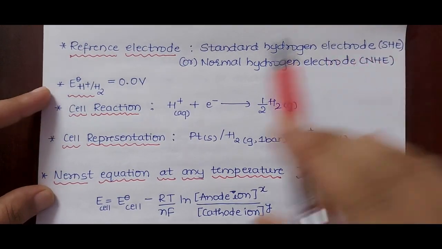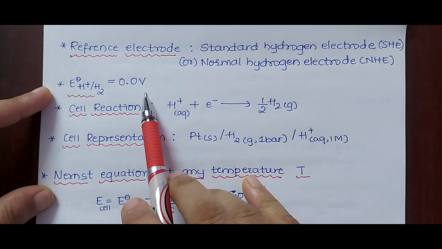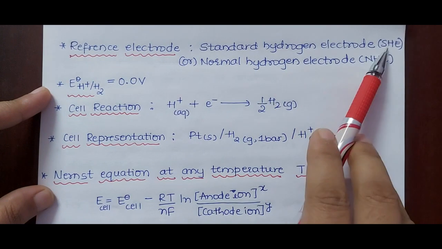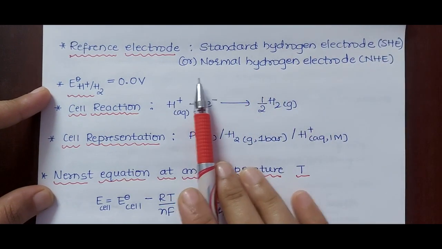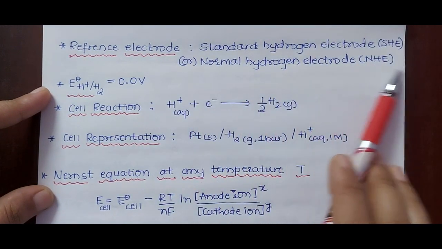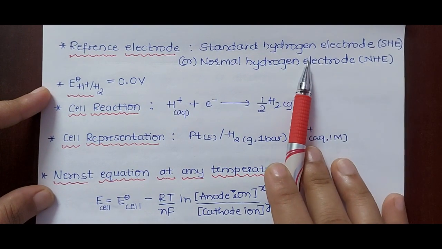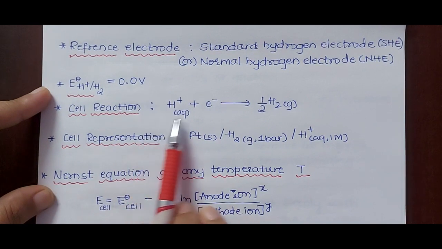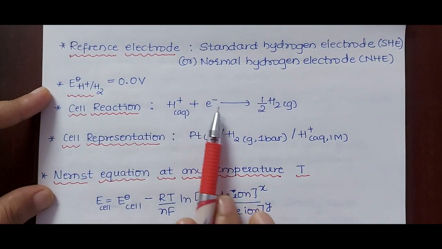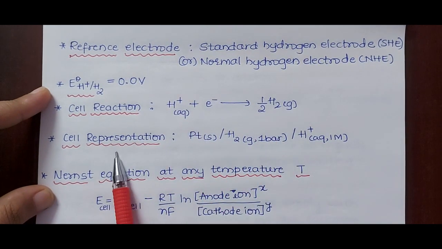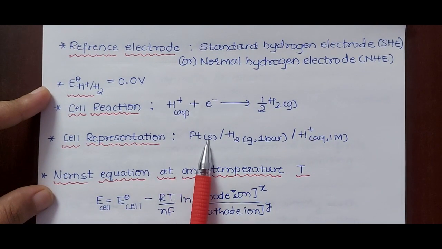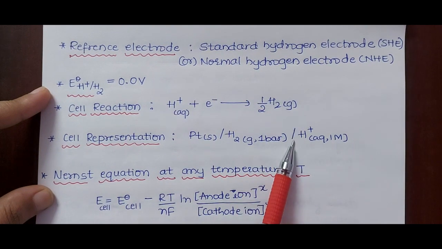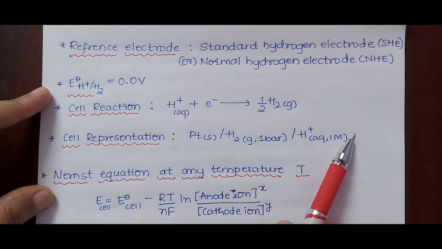To calculate the cell potential of different electrodes, we use a reference electrode which is called the standard hydrogen electrode, SHE, or normal hydrogen electrode, NHE. The cell potential of this is assumed to be 0.0 volt. The reaction we can represent as H plus plus electron forming half H2, and the cell representation is platinum, H2 in gaseous state at a pressure of 1 bar, and H plus ion aqueous 1 molar.